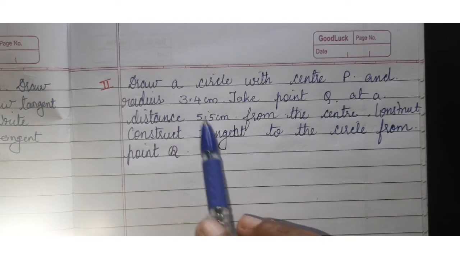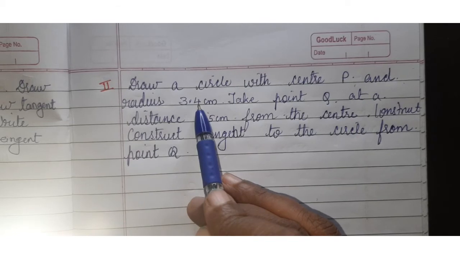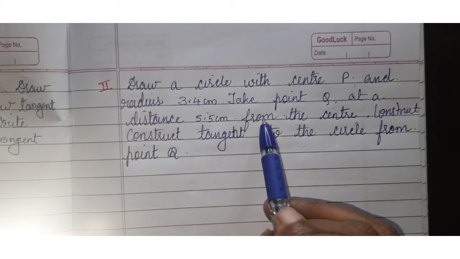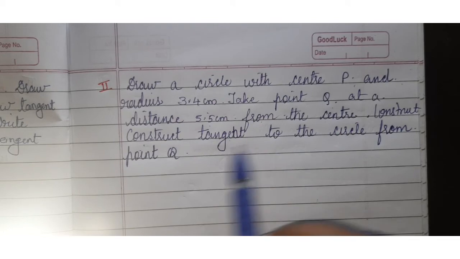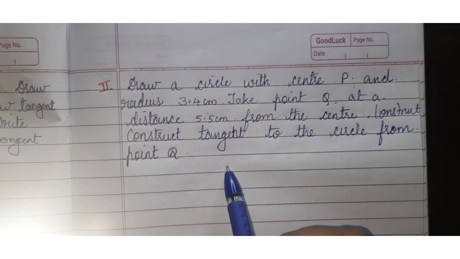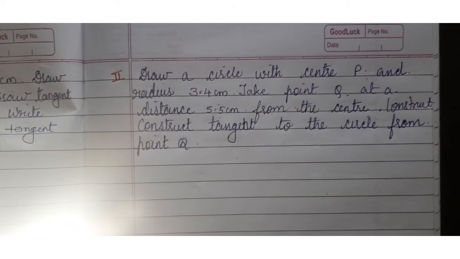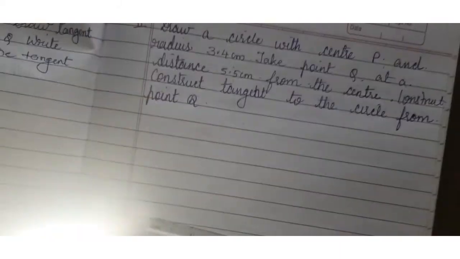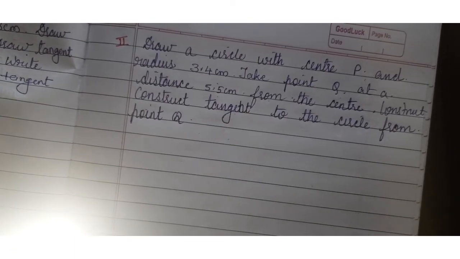Draw a circle with center P and radius 3.4 centimeter. Take point Q at a distance 5.5 centimeter from the center. Construct tangent to the circle from point Q. Now here we have to draw the tangent to the circle from the point outside the circle. Okay. So how many tangents will come? How many will come? 2 tangents will come, right?